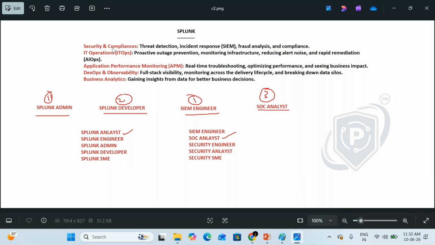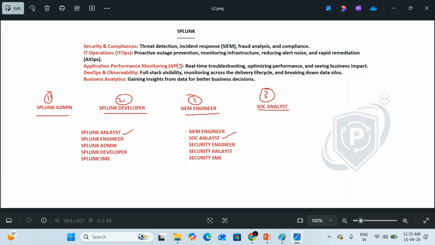For example, it can do security and compliance, that is SOC operations. It can also support IT operations, like proactive outage prevention, monitoring infrastructure, reducing alert noise, and rapid remediation. And it can also support application performance: how the application is responding, what the downtime of our application is, real-time troubleshooting, optimizing performance, and seeing business impacts on the application. It keeps monitoring the application traffic also.